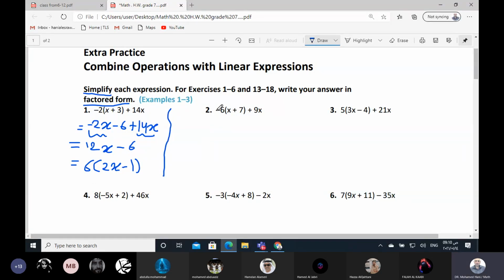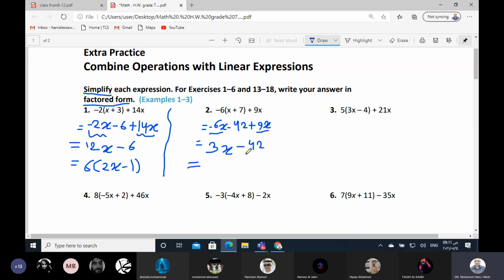Here's the same idea. The first step, distribute. So we can write here minus 6 times x, minus 6x. Then minus 6 times 7, minus 42. Then we have plus 9x. Then add the like terms. We have minus 6x and 9x. Minus 6 plus 9 will be 3x minus 42.